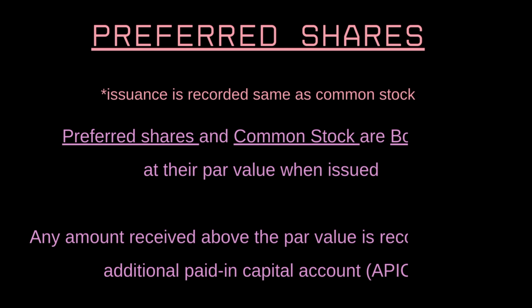Both preferred shares and common stock are recorded at their par value when issued. Any amount received above the par value is recorded in an additional paid-in capital account. Differences in recording of these two types of equity instruments are as follows. There's a difference in priority and classification.